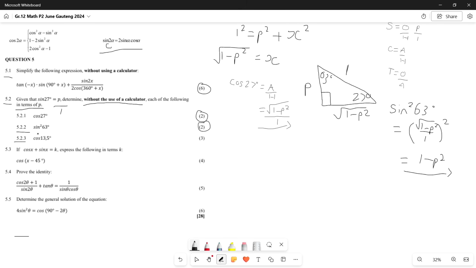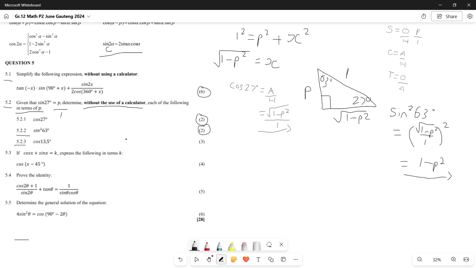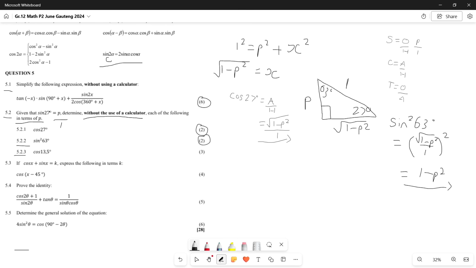cos 13.5. But for 3 marks, it's a little bit more involved because we don't have 13.5 over here in our triangle like we did the 27 and the 63. But using our double angle rule for cos 2 alpha over here, we can then expand it because half of 27 is 13.5. So we're just going to write cos 2 times 13.5 over here, and then we're going to expand it because cos 2 times 13.5 is cos 27.